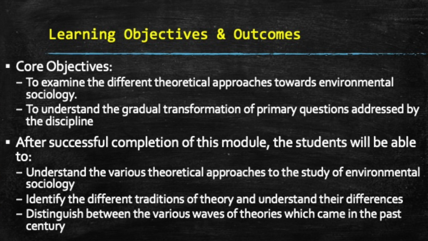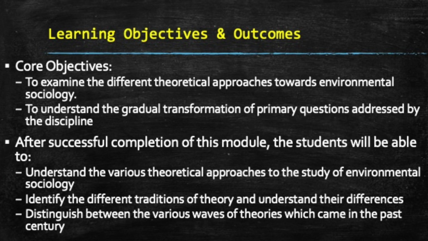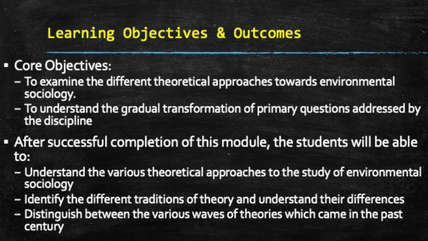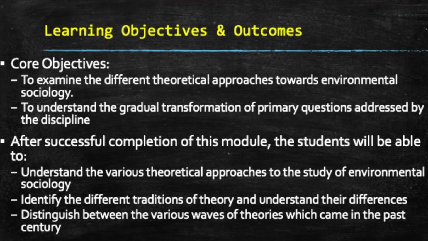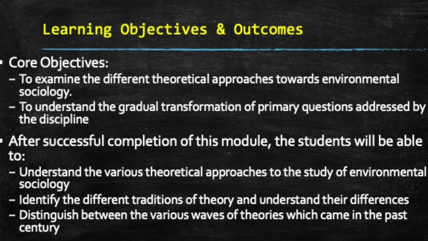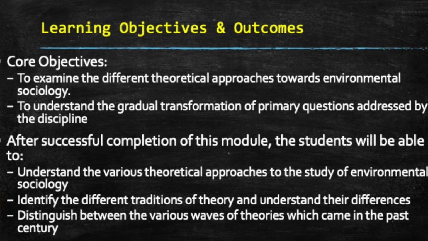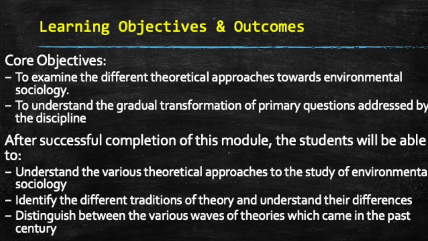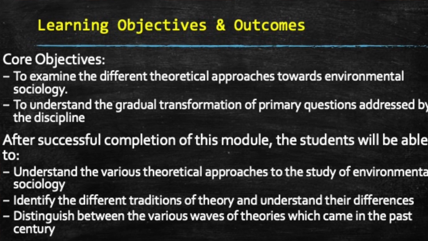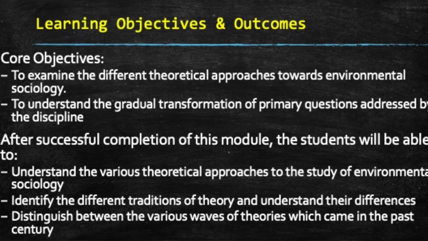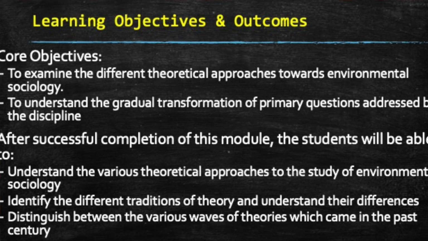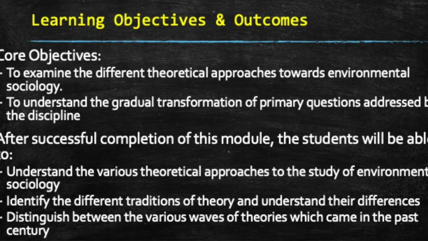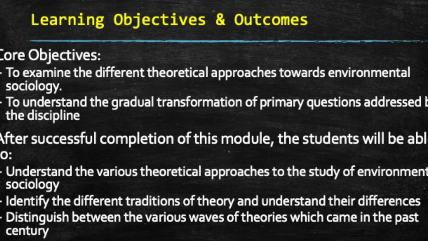sociology. The basic objective of today's class is to examine different theoretical approaches in environmental sociology and to understand the gradual transformation of the primary questions that are addressed by these theoretical debates. After successfully completing this module, the students will be able to understand the various theoretical approaches to the study of environmental sociology, to identify the different traditions of theories and understand their differences. Students will also be able to distinguish between various waves of theories which came in the past few decades.